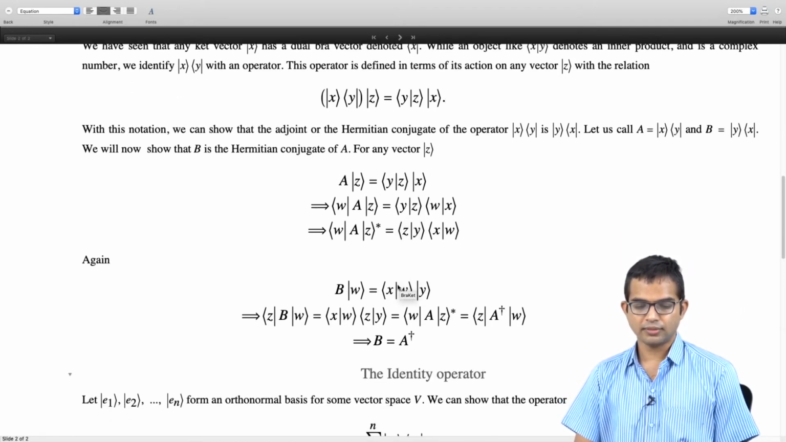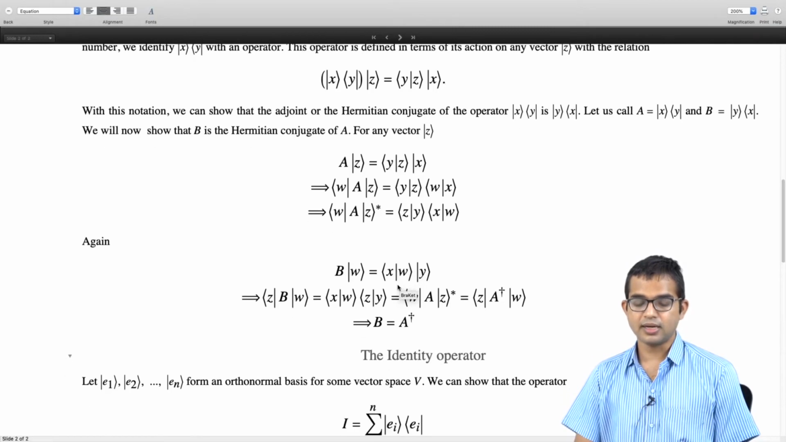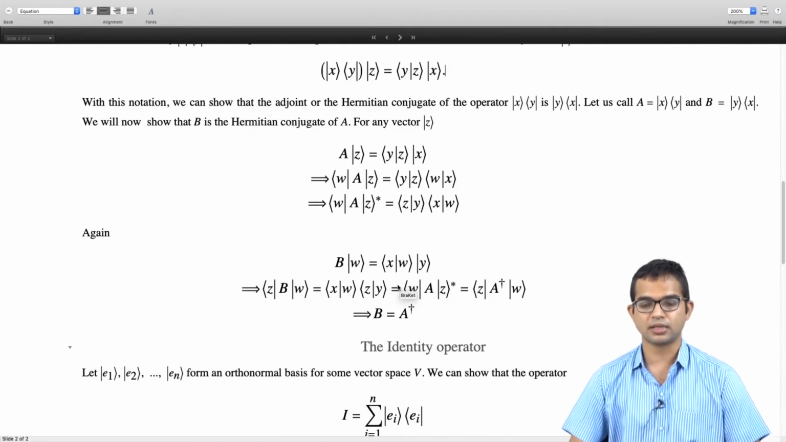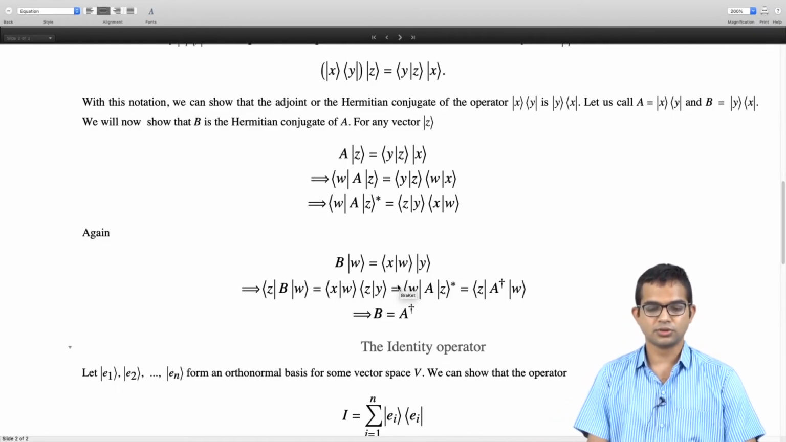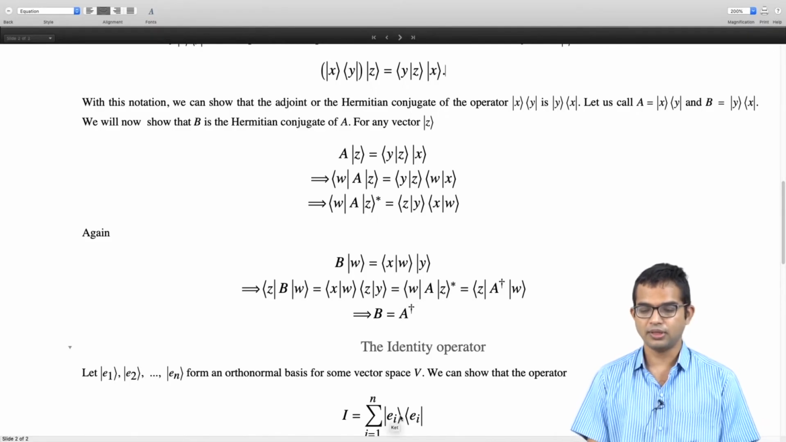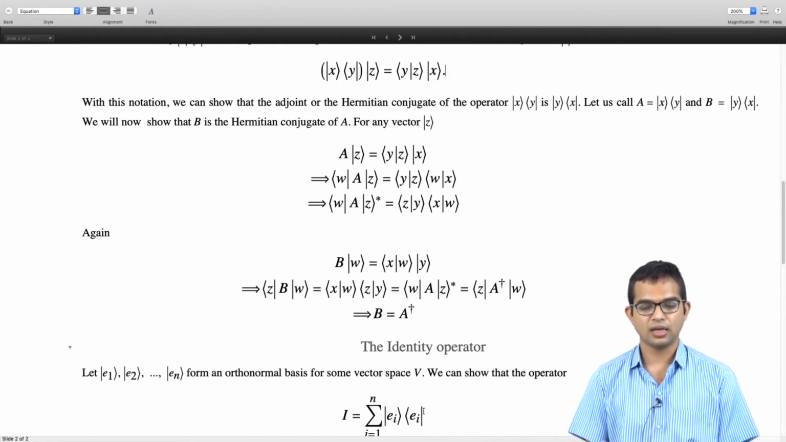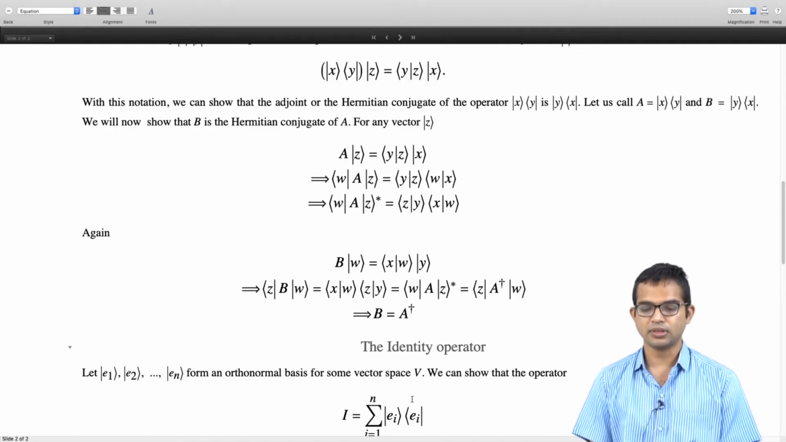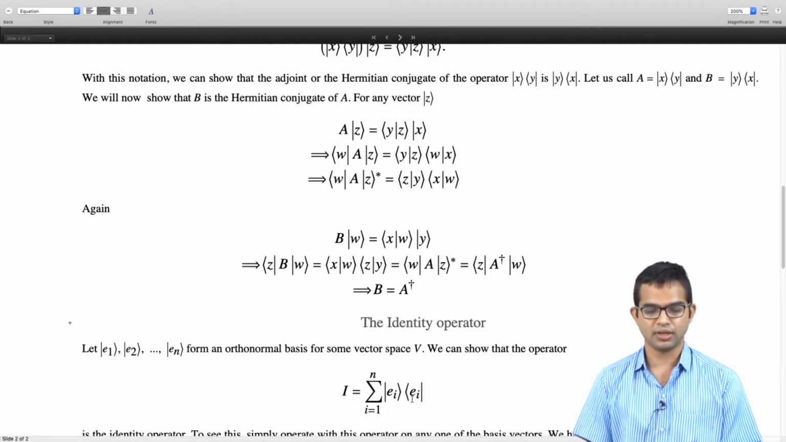So let's look at how the identity operator can be represented in a very nice, convenient form. Suppose you have an orthonormal basis for some vector space V. We can show that if you take the operator we have defined corresponding to each of these basis vectors e_i and sum them all up, that's going to give you the identity operator, right?